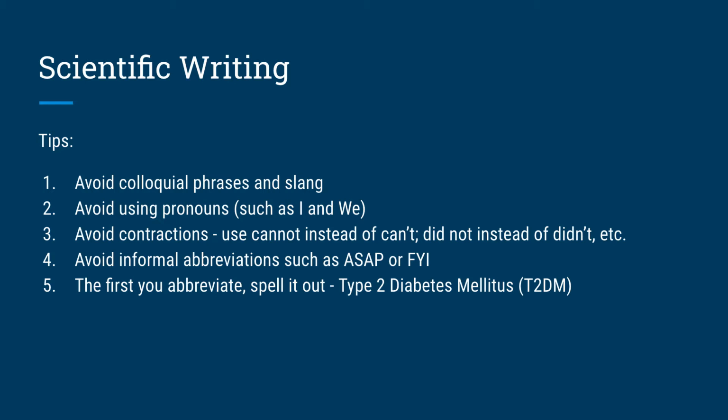And the first time you abbreviate something, make sure you spell it out. So type 2 diabetes, you spell it out, and then in parentheses you're going to put T2DM, and then you can use that abbreviation throughout the rest of the paper.